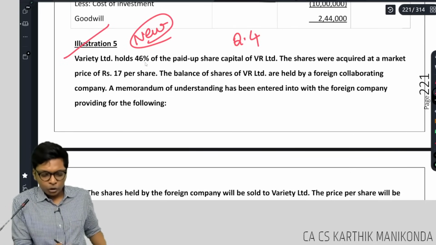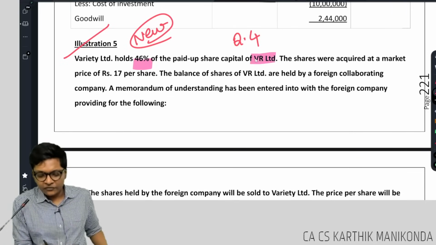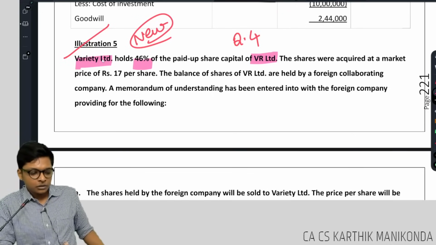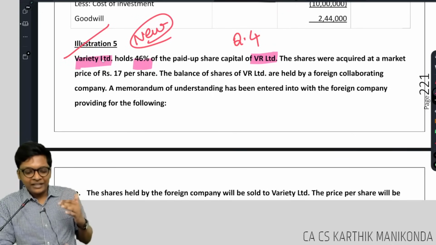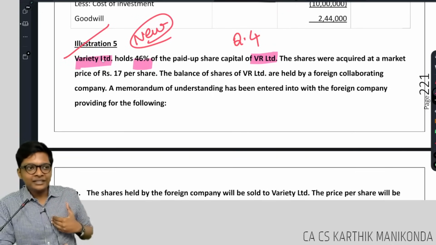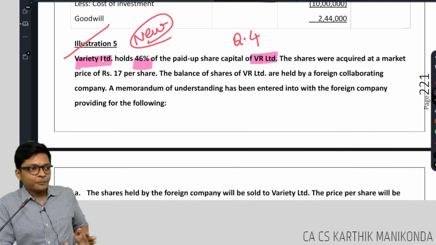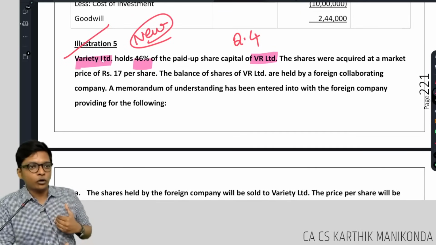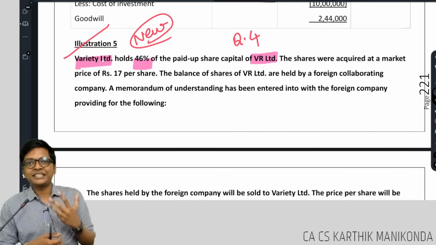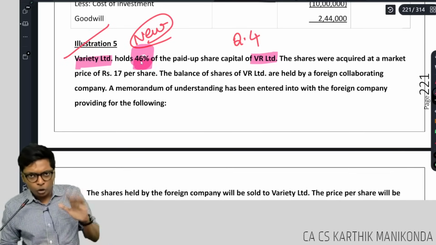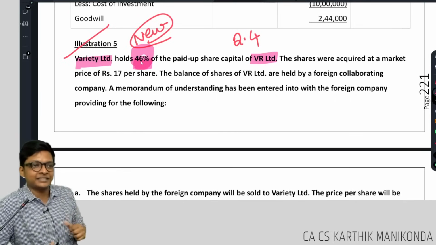Variety Limited holds 46% shares of VR Limited. Who is the holding? Who is subsidiary? Variety is holding, VR is subsidiary. For holding subsidiary, you need more than half. This is what? 46%. No holding, no subsidiary. Are you following, guys? Holding 46% means no holding, no subsidiary. Are you getting it, guys?